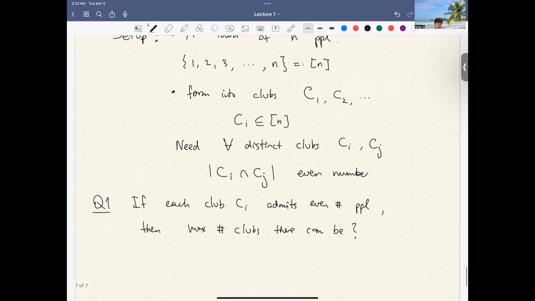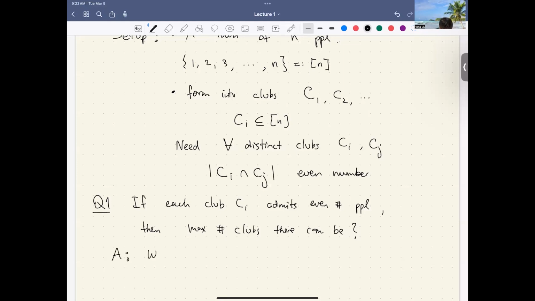If you have n people, each club Ci has even size, and for different Ci, Cj their intersection is even. How many clubs? We want to build many clubs. Okay, we have many choices for different people to join the club, but they have to follow these two rules. Each club has even size, different clubs have even intersection size. The answer, well, a moment of thought shows that we can actually build many clubs satisfying these two rules. Here's an example.